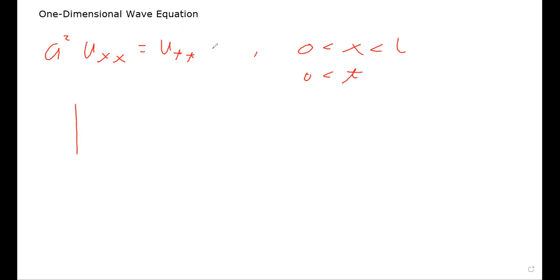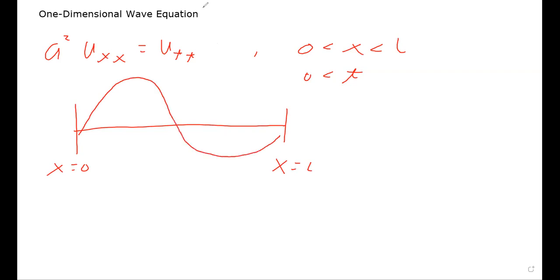So to draw a picture of this, here is where x equals 0. Let me make that an actual x. And out here is where x equals L. And then we're going to have the wave vibrating. And this height here is going to be u of both x and t.